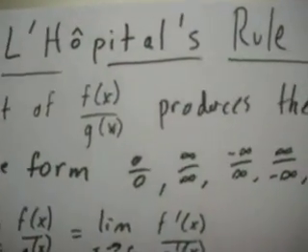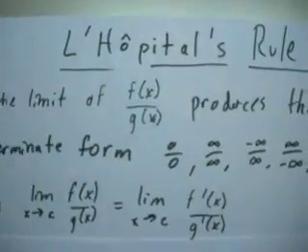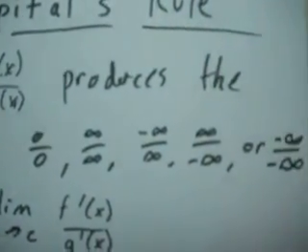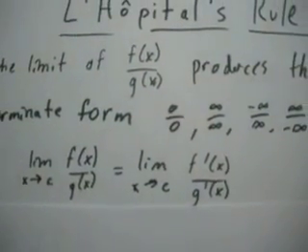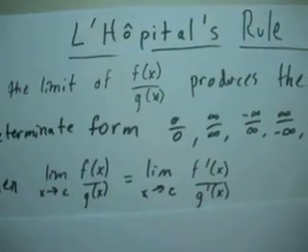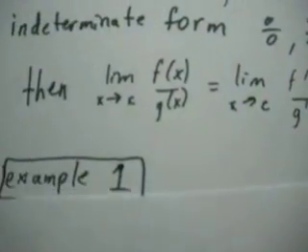So, if your limit produces 0 over 0 or any form of infinity over infinity, all you have to do is find the derivative and it'll give you the same outcome but a real answer. I'll show you what I mean in example 1.